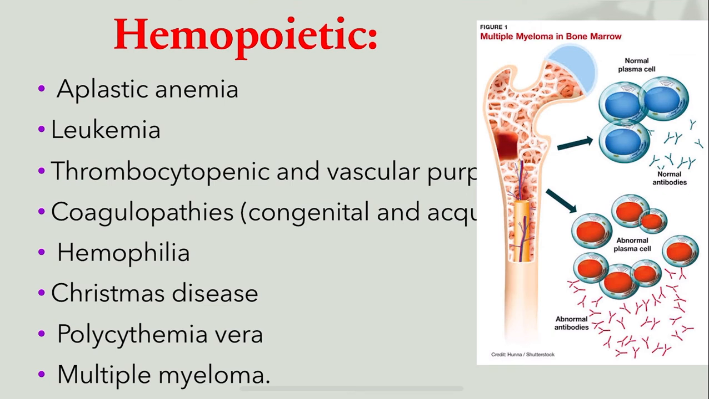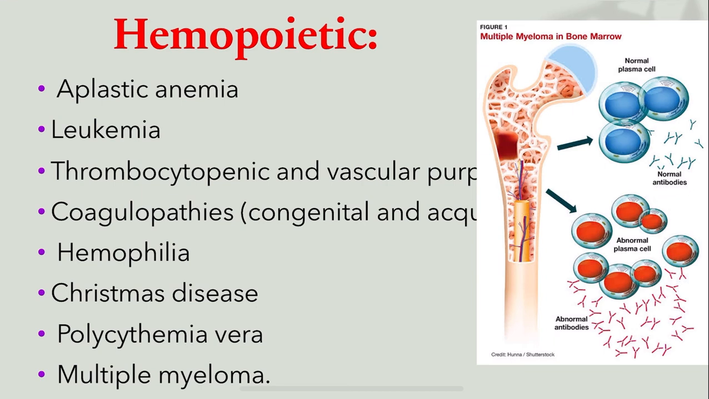Then in multiple myeloma, it is a cancer which is forming a type of white blood cell called a plasma cell. It is producing abnormal plasma cells which are similar to the white blood cells.